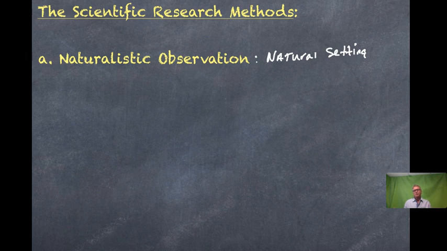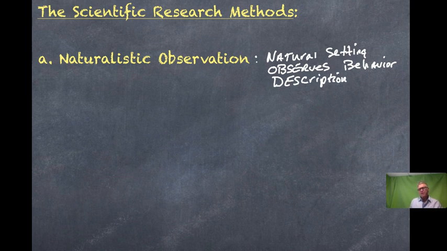It's a natural setting. The researcher simply observes behavior without doing any manipulation of variables. All it is, is observing subjects, people, animals in a specific setting where the researcher is out of that setting and just watching. Naturalistic observation results in a description of behavior, not an explanation. It's simply, this is what happened in this setting.